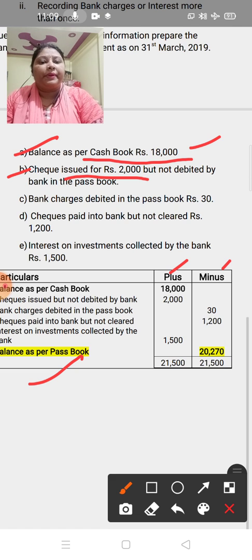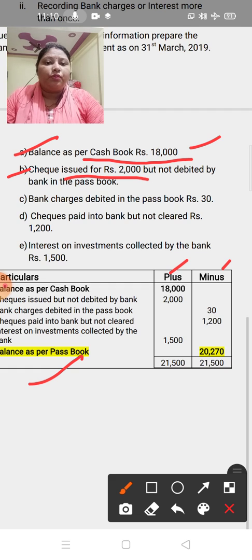These terms you have to remember. If debited from the bank side, it means the bank has to deduct the amount. If the bank has credited, then the bank has to add the amount. If debited in the cash book, it means we are depositing the amount. If credited in the cash book, it means we are subtracting the amount. Now, check issued for rupees 2,000 but not debited by bank in the passbook. Check issued from your side but it is not subtracted from the passbook. So this is one of the reasons why the cash book is not equal to the passbook.